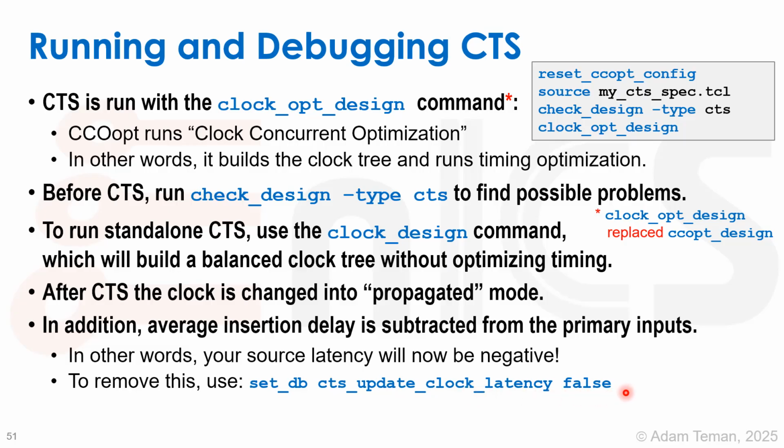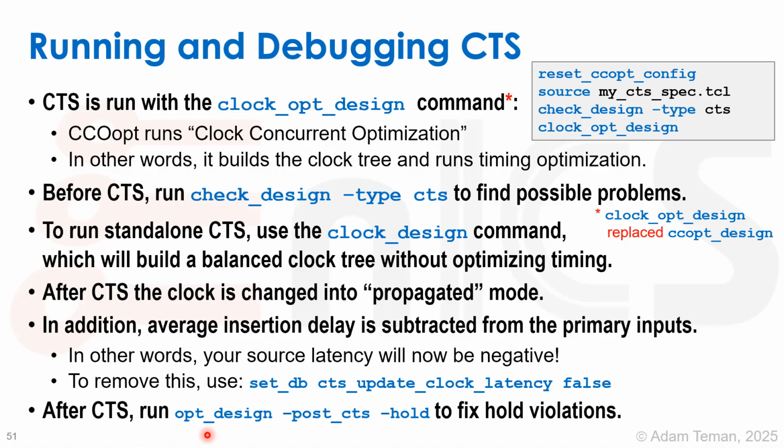But when you see these negative types of source latencies, it's because the CTS tool is changing into propagated mode and putting negative insertion delay on the sources. So after CTS, we will often run opdesign -postCTS -hold to fix the hold violations. It can also be run during clock opdesign, but we may want to do some additional hold fixings afterwards.